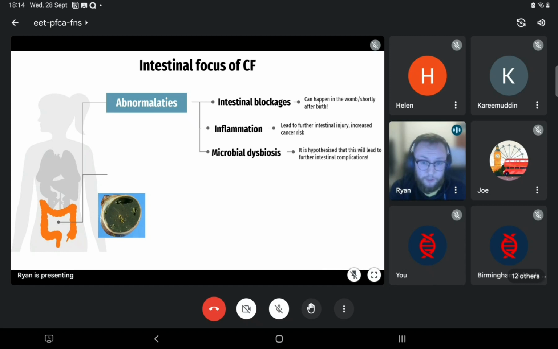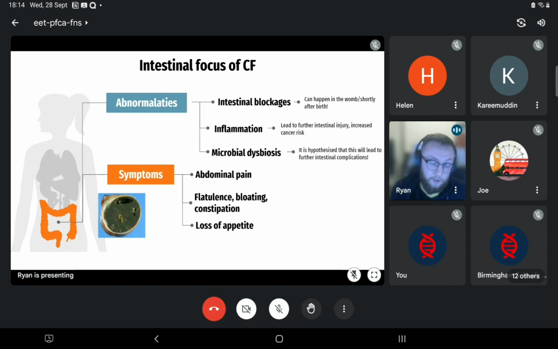We have intestinal inflammation, which can lead to further intestinal injury and increase the risk of cancer. And of course, we have microbial dysbiosis, which is what I'm going to talk about more in a second. And the important thing is that we think that microbial dysbiosis will feed back into this inflammation. So the fact that there is a dysbiosis, we think that will increase inflammation, increase the risk of cancer, and also increase the risk of blockages and other abnormalities in the intestine.